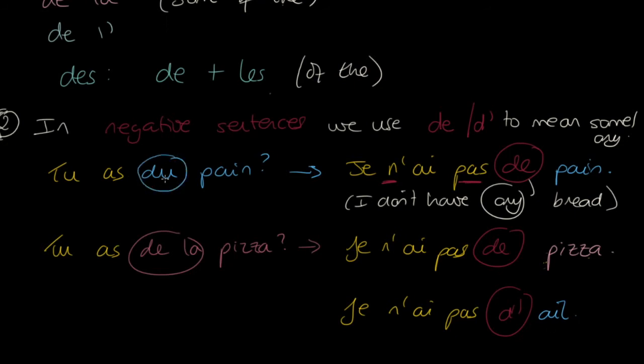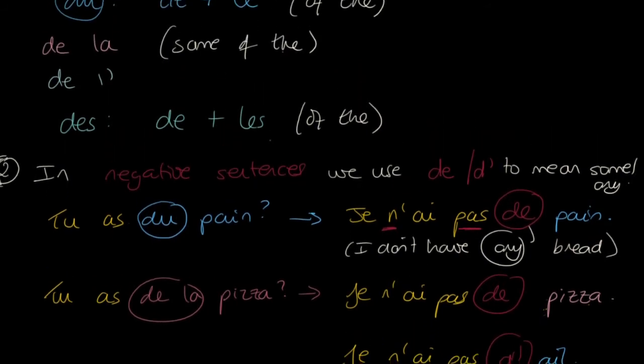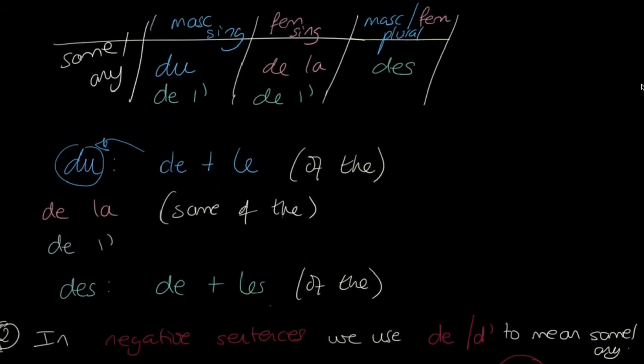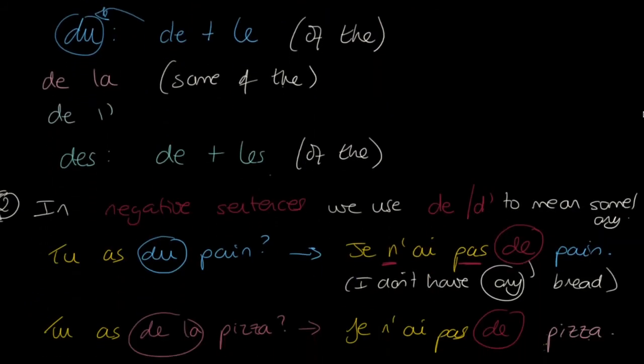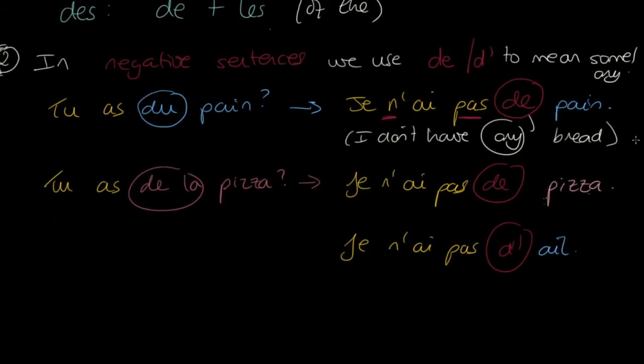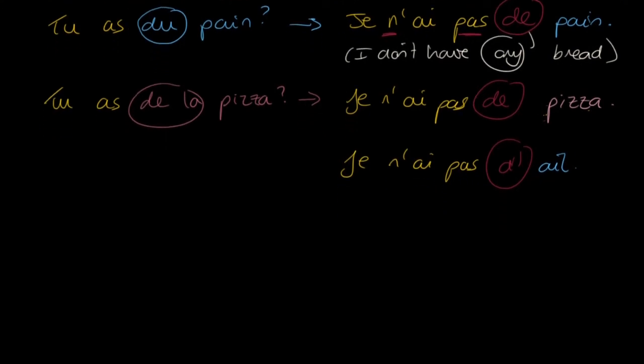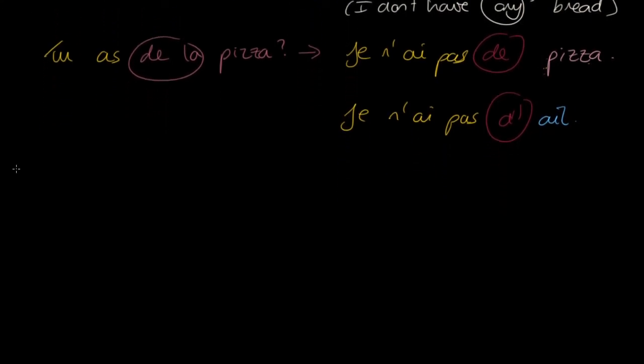So here we can see how in our positive sentences we're using the du, the de la, or the de, or d' with an apostrophe, whereas in our negative sentences we're just using the de. I suppose it translates to I don't have of bread, but we're just getting rid of the le, the la, and just using de by itself, and that's really key for us to remember.